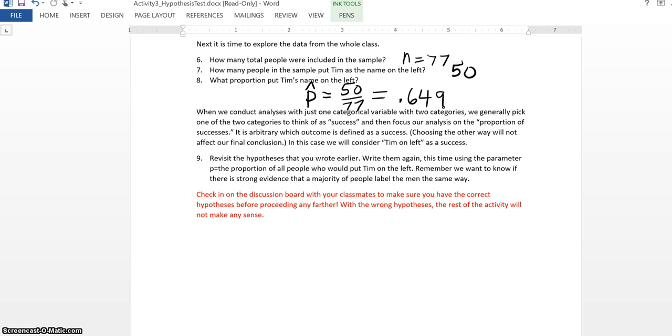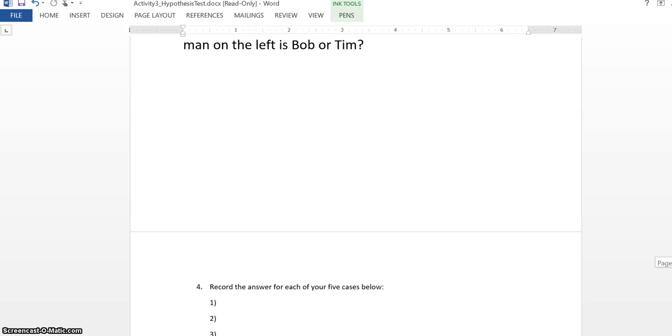When we conduct our analyses with just one categorical variable with 2 categories, we generally pick one of the 2 categories to think of as a success, and then focus our analysis on the proportion of successes. It's arbitrary which one we choose as a success, but in this case we're considering Tim on the left to be a success. So now we're going to revisit the hypotheses that we wrote earlier, but write them again, this time using the parameter p equal to the proportion of all people who would put Tim on the left.